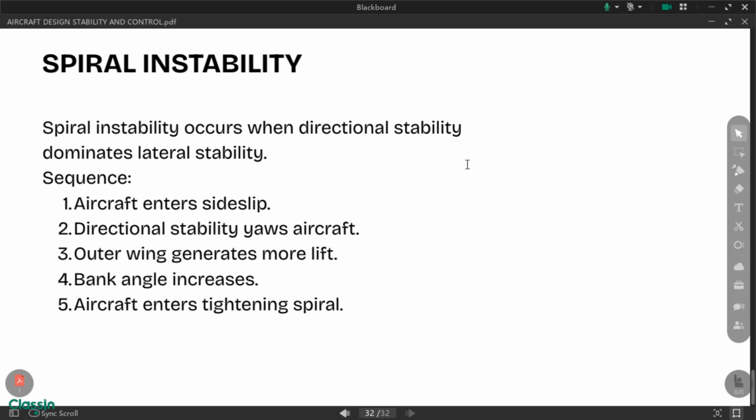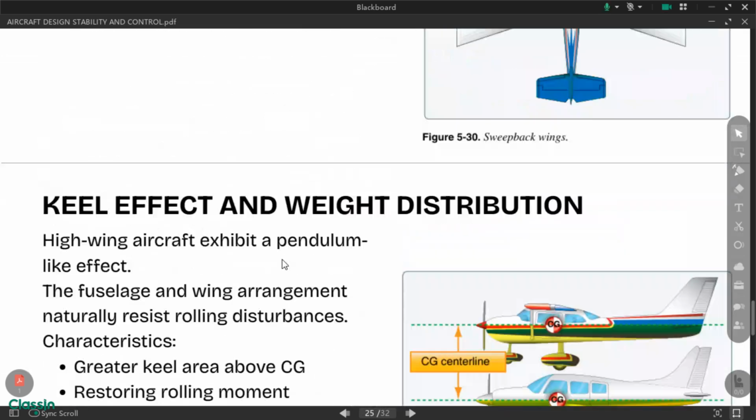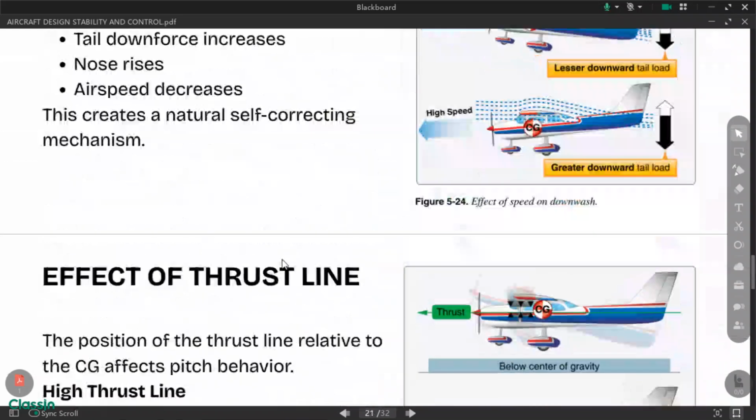Okay? So imagine it banks to the left or to the right, no? Mostly to the left. If its banking is too strong, our aircraft would dive. And if that happens, our aircraft can enter a spiral. Okay? That's spiral instability. So, that's pretty much it for part 1 of aircraft design, stability, and control.